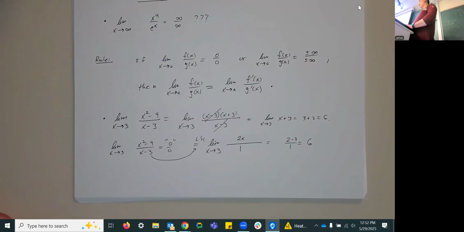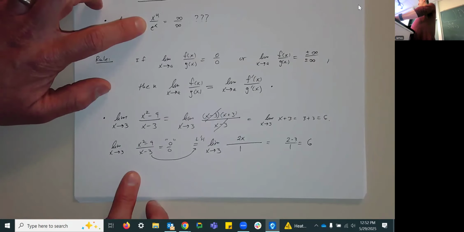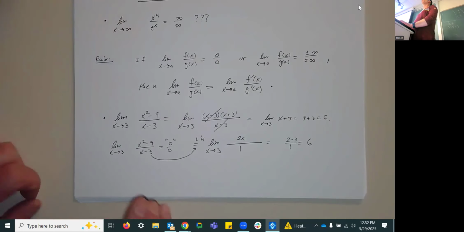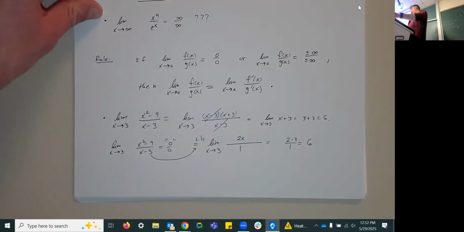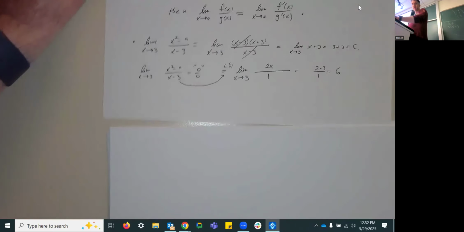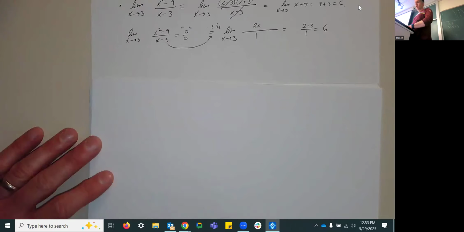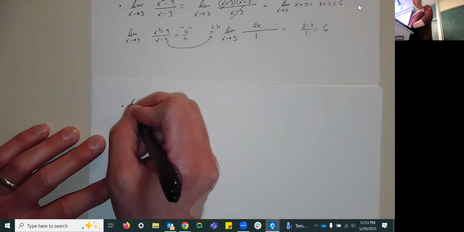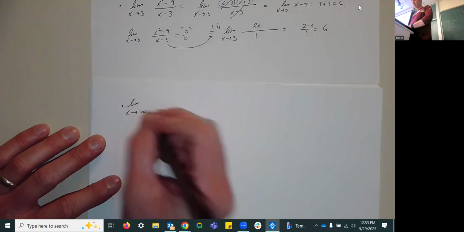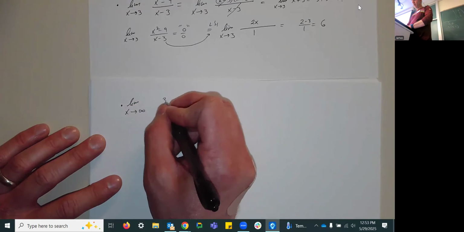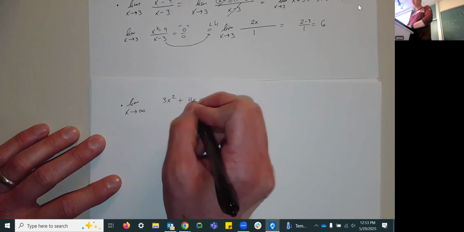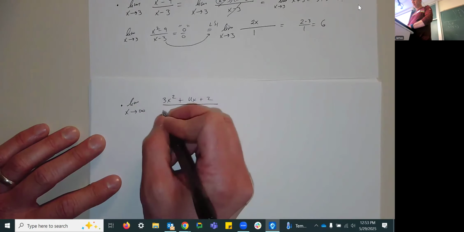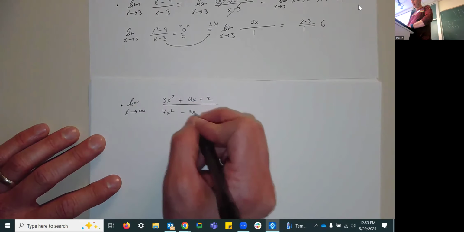So why talk about L'Hopital's rule if you could just do it this other way? Well, not every limit can be done another way. This limit up here, we can't do it that way. Let me give you one more example of an indeterminate form that we could have done a different way before we do some of these ones where we can't. So here's something that should also look vaguely familiar to you. The limit as x approaches infinity of 3x squared plus 4x plus 2 over 7x squared minus 5x minus 8.